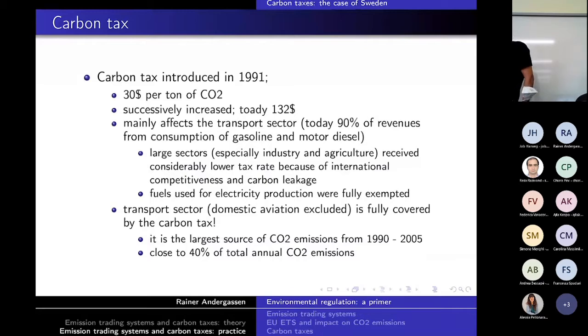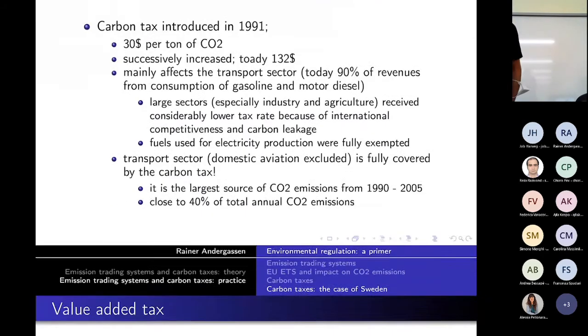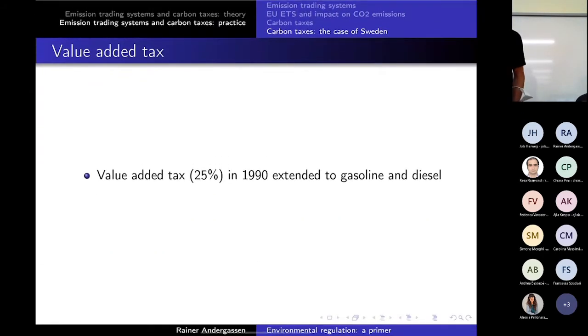But the authors claim it's still quite an interesting case to study because transport was the largest source of CO2 emissions from 1990 to 2012. Over this time period, it was the largest source of CO2 emissions, close to 40% of total CO2 emissions per year.